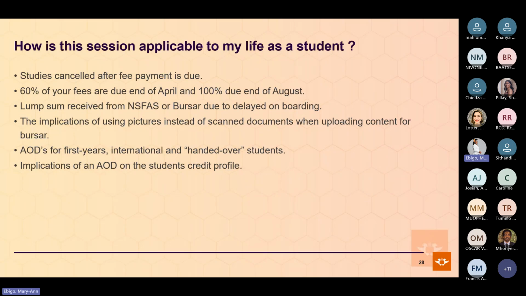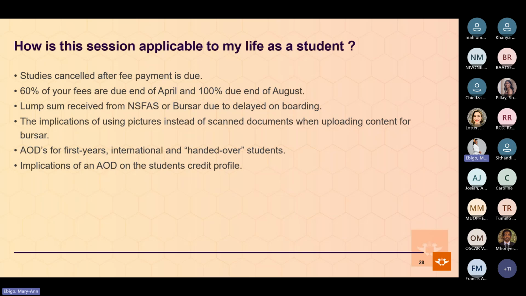And then in terms of budgeting, if you received a lump sum from NSFAS or any bursary due to delayed onboarding, so there are students who experience delays at the beginning of the year and weren't able to receive their allowance immediately, it's important to budget, because if that big allowance was based on the delay, it's not going to be the same every month. So remember that there's going to be a change in the stipend you receive the following month.